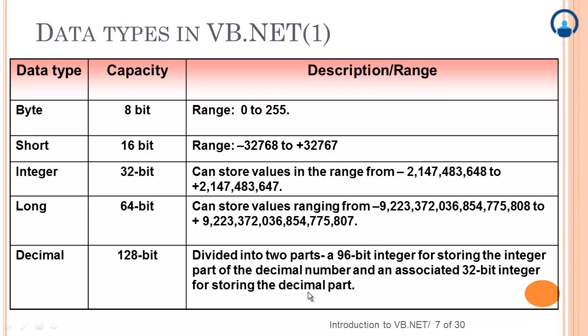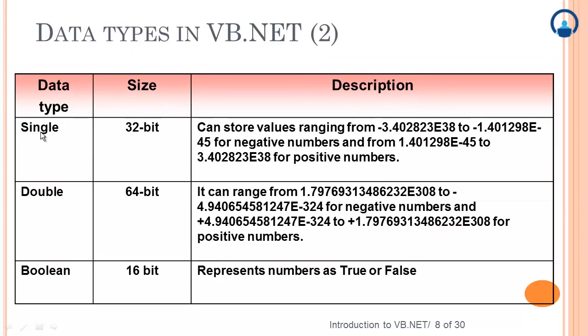Moving on, we have Single, whose size is 32-bit, and you can store values ranging from this positive to negative numbers. Double, the size is 64-bit. It can range from this positive to negative numbers. Boolean, size is 16-bit. It can be represented only as True or False.